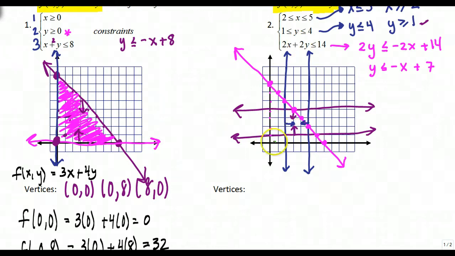Or maybe you'd want to choose a test point. We could choose (0, 0). That means 0 is less than or equal to 14, which is true. So I know I have to shade below. But you have to be extra careful to keep in mind what the other constraints were and where you're shading. And where you are shading is this 5-sided figure right here.